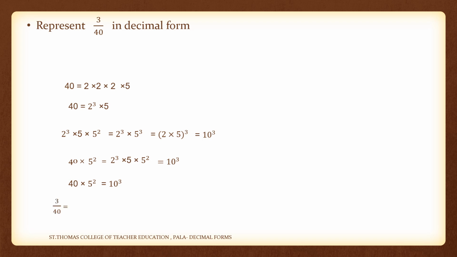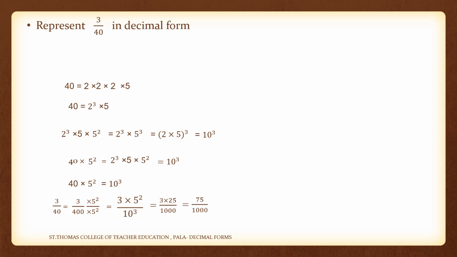Then tell me the next step. Yes, multiplying numerator and denominator with a number, and here the number is 5 square. That is 3 into 5 square by 10 cube. I think all of you know how we got 10 cube, isn't it? Okay, do this calculation by your own and verify it with this. So we get 3 into 25 by 1000, which is equivalent to 75 by 1000.